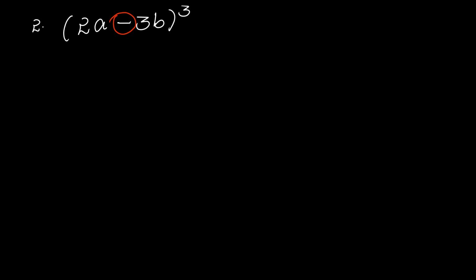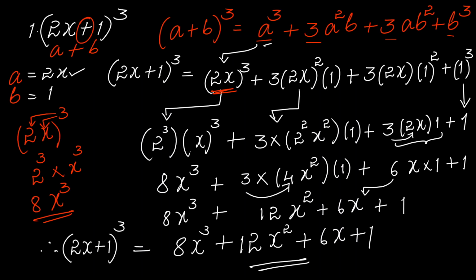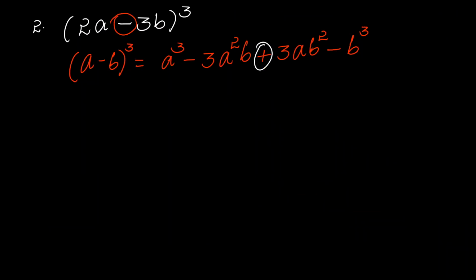So the formula is a minus b whole cube equals a cube minus 3a square b plus 3ab square minus b cube. So here the signs are getting changed. From the first formula for the a plus b whole cube, all the signs are positive. But here all the signs change to negative. Only the mid term will be positive. Only the middle one will be positive. So keep remembering this. So let's solve this question. 2a minus 3b all to the power cube.